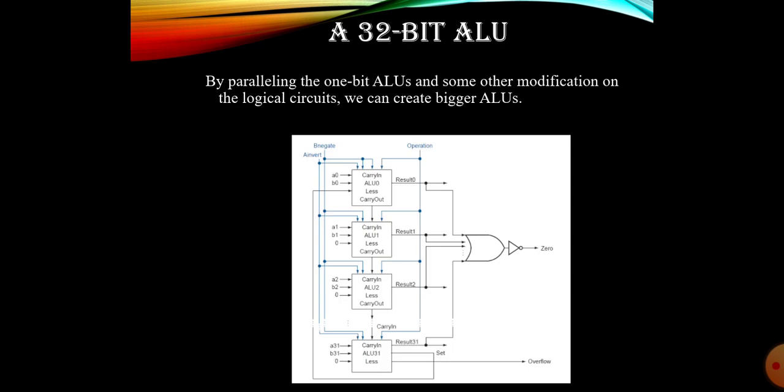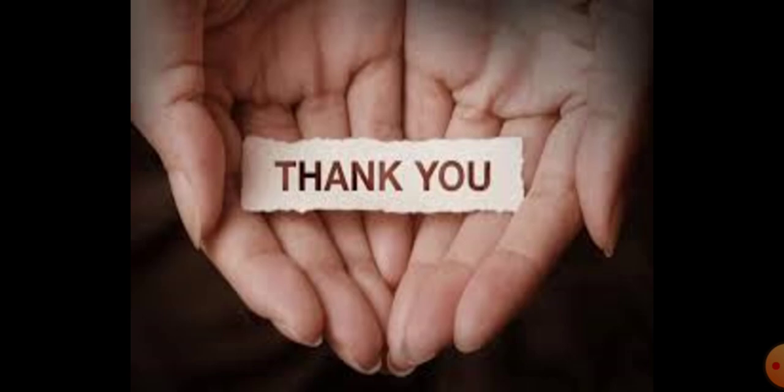So this is a 32-bit ALU. By paralleling the 1-bit ALU, we have seen 16-bit and 8-bit ALUs. This is a 32-bit ALU. With modification of the logical circuit, we can create bigger ALUs. So I think it's understandable and clear. So thank you.